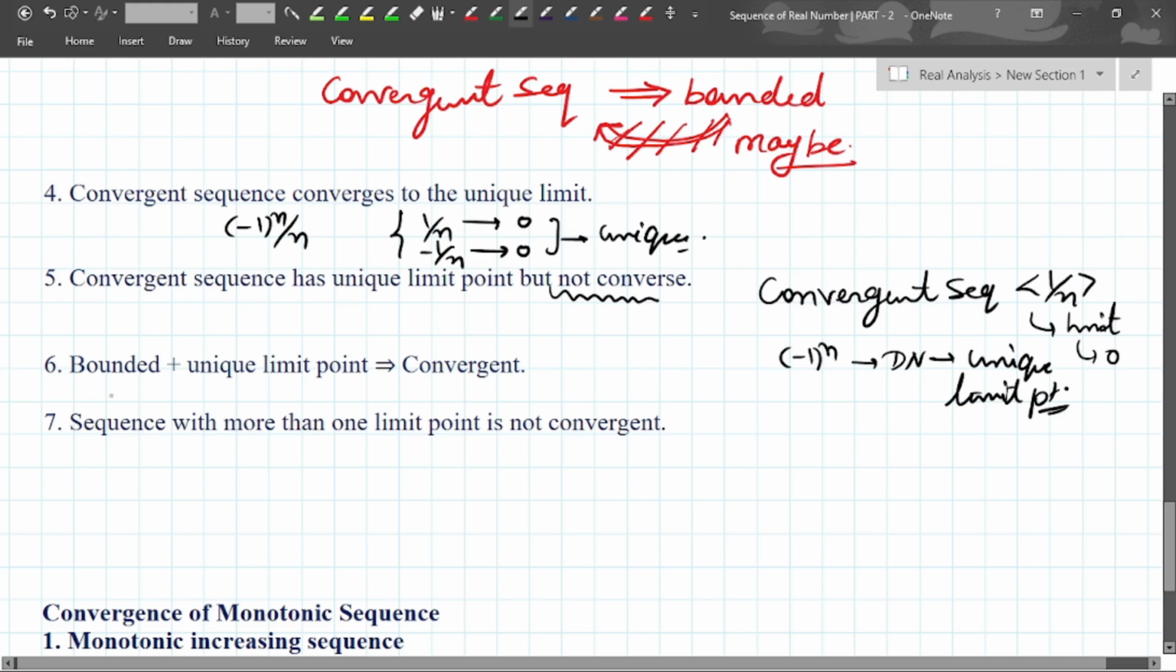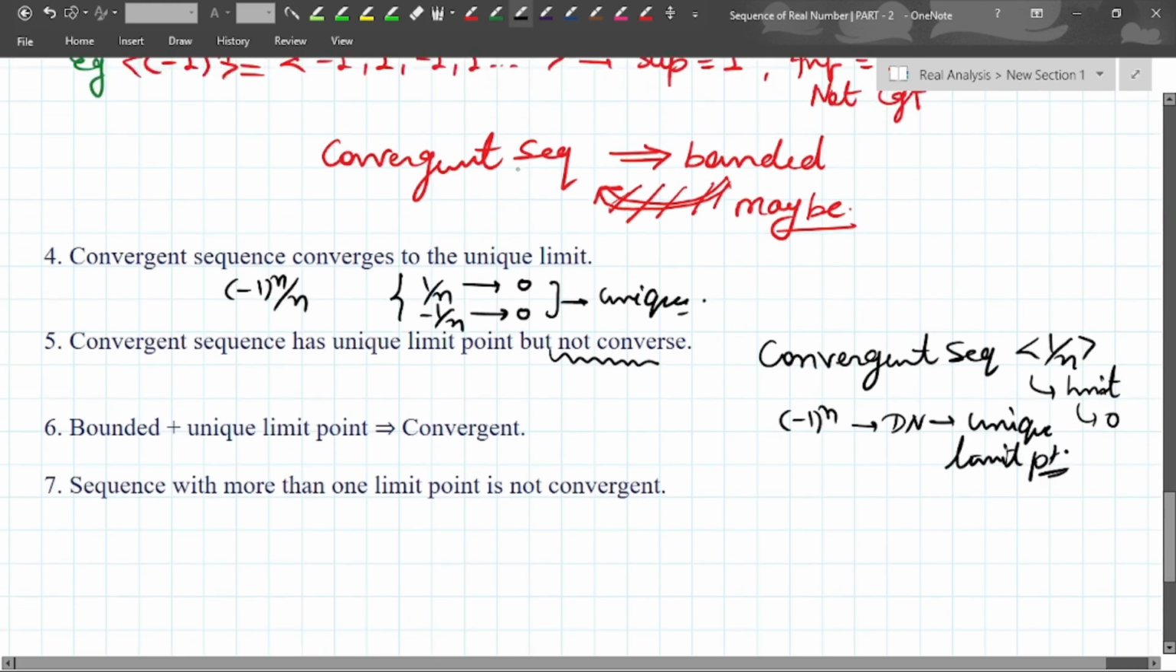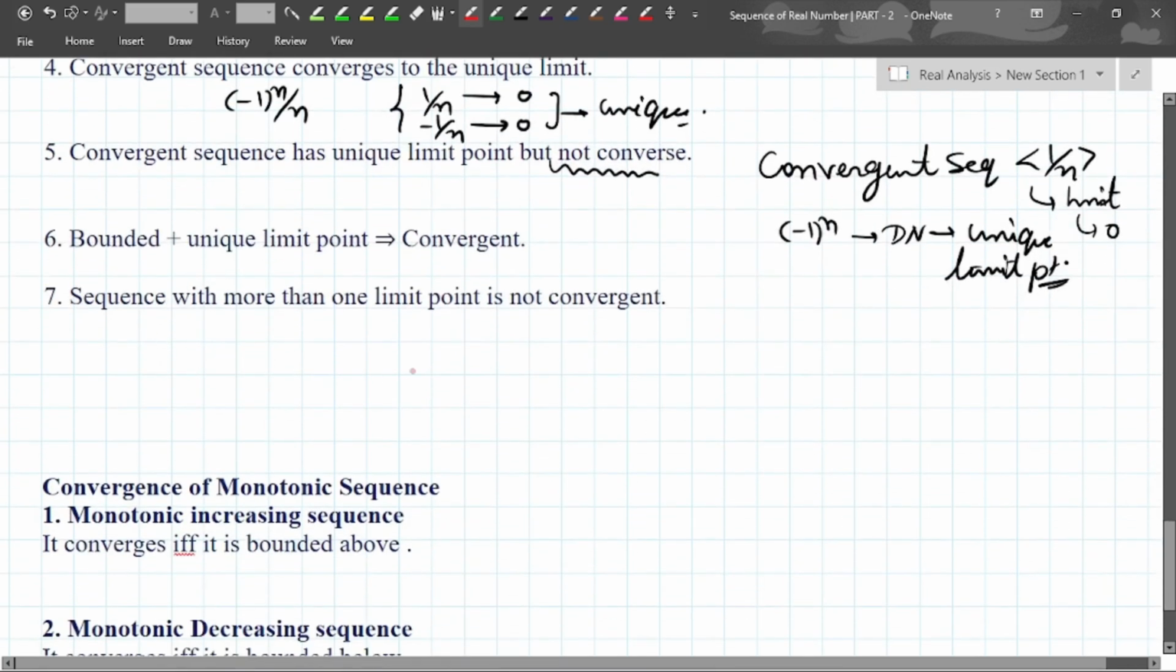Next, bounded plus unique limit point will be convergent. Whatever we have seen, the converse is not true there. But what if it is bounded plus unique limit point? We have four results. Just focus on it. First, I want to explain here: if it is bounded, we can't directly say it is convergent. With a unique limit point alone, we can't directly say it is convergent.